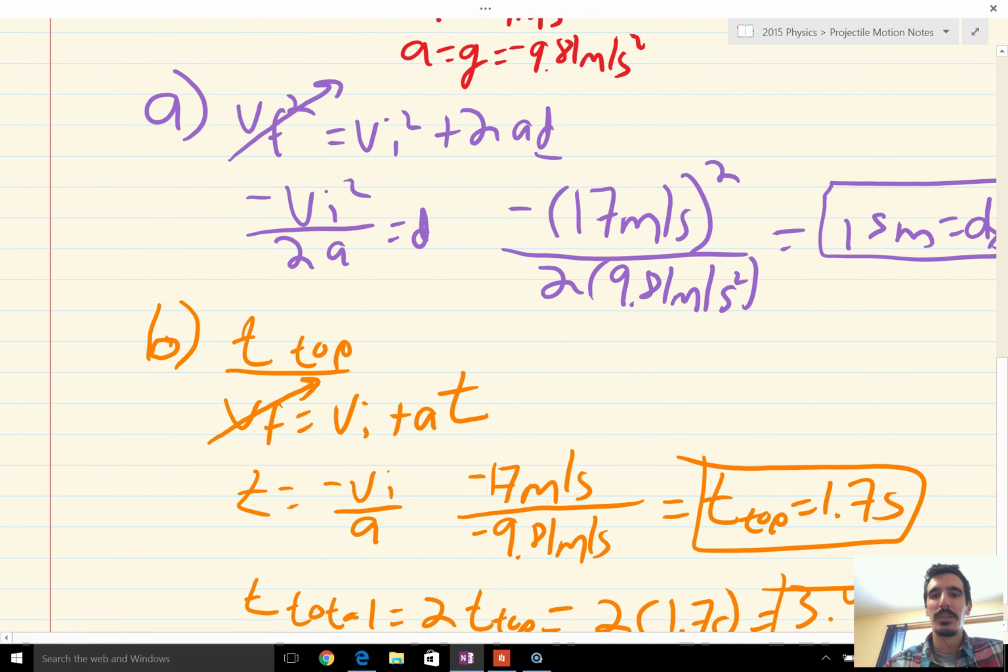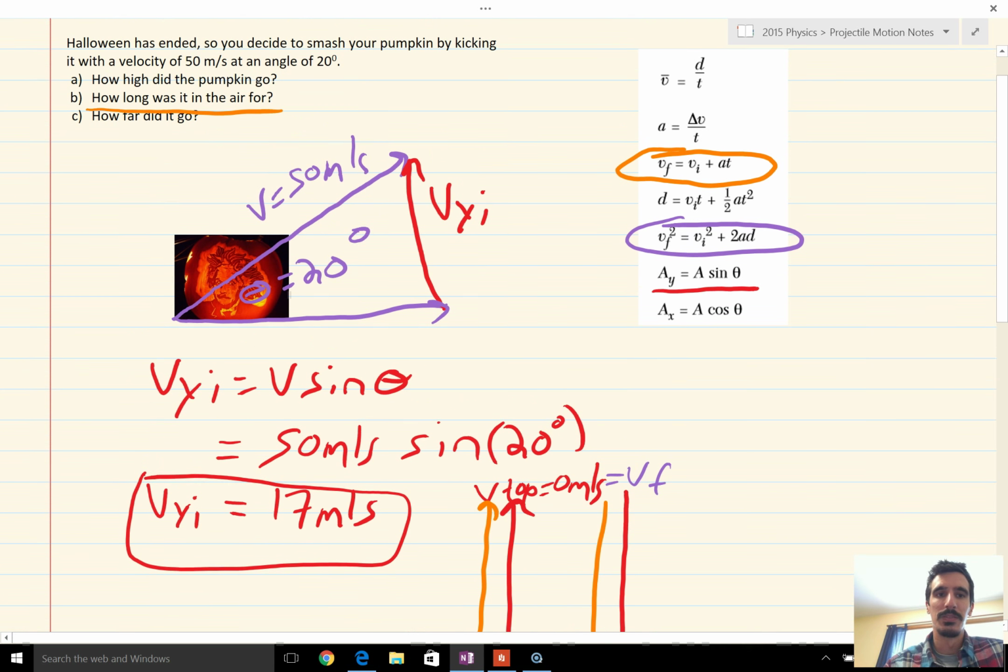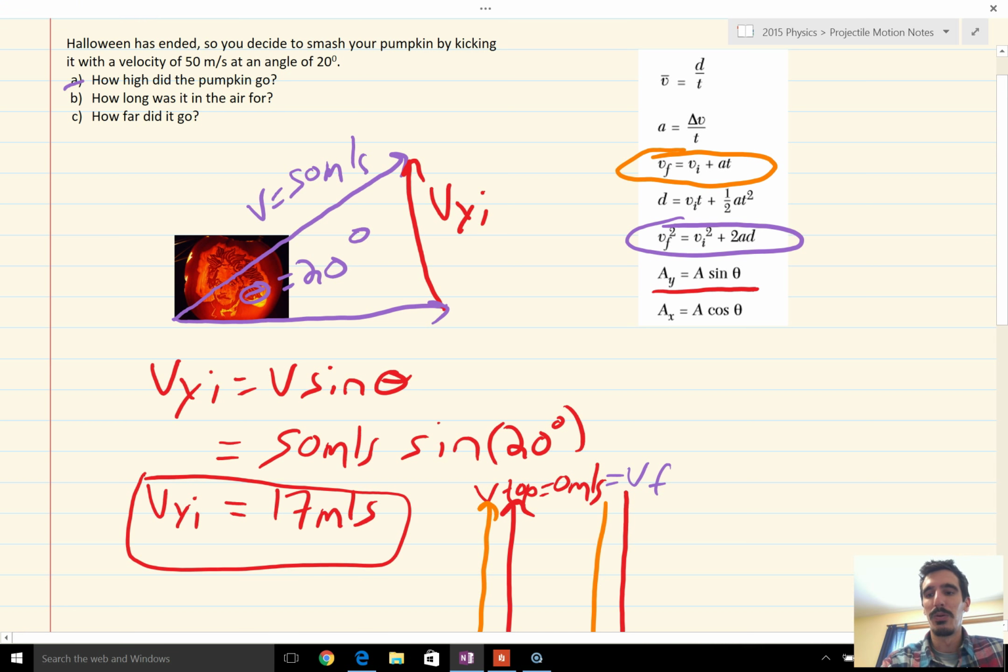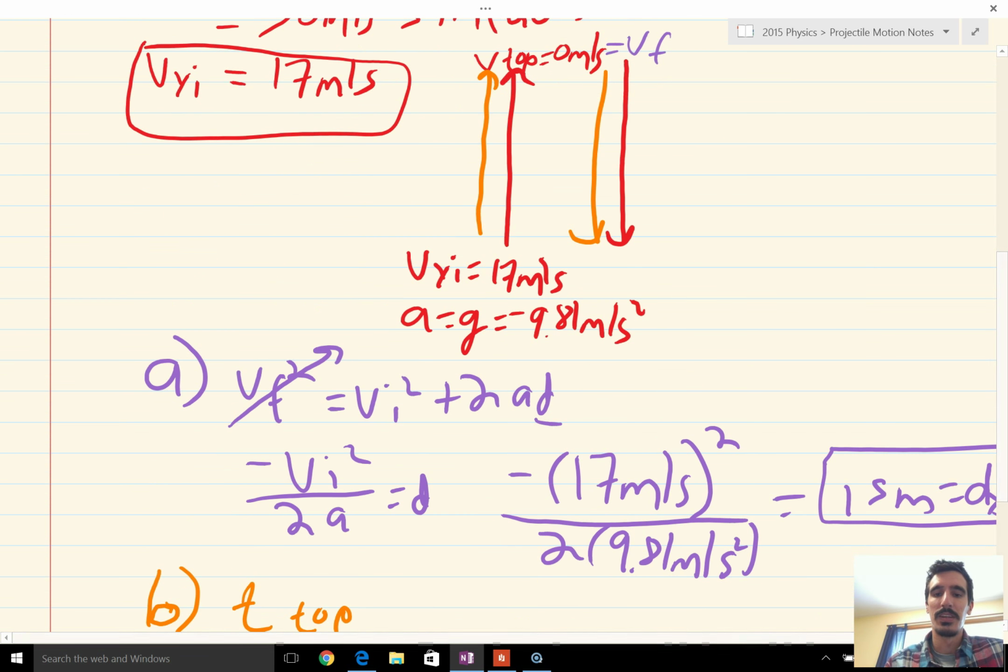Okay, so now we've analyzed everything in the vertical motion. We looked at how high did it go, letter A, and how long it is in the air for. So what we're going to do next is go to horizontal motion, and this is like throwing something off a cliff or a building to figure out how far it went. So we have to look back at what the horizontal velocity is. Just like the vertical velocity, it's launched at an angle, so we have to find the horizontal aspect of it, which is Vx equals V cosine theta.